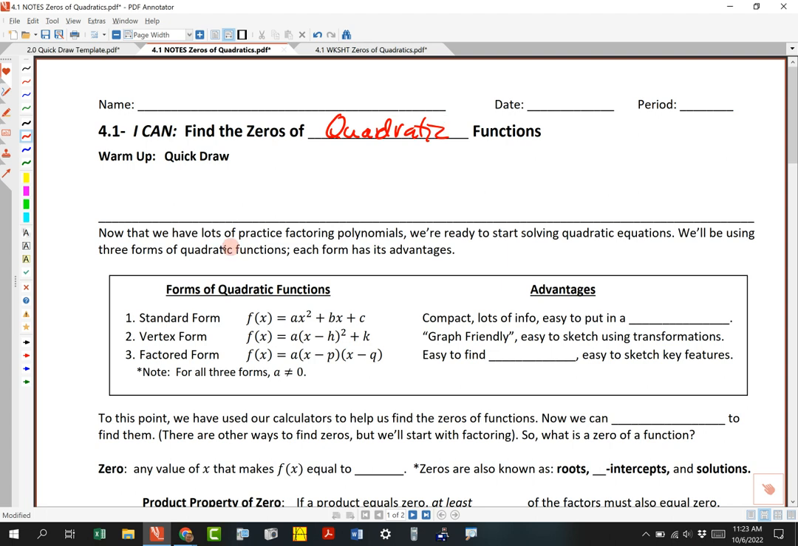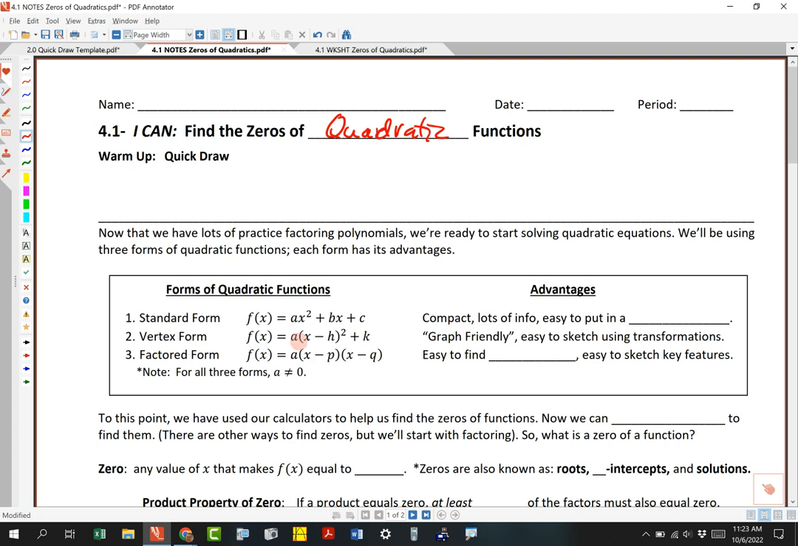So here's the deal. We've had lots of practice factoring polynomials already. The average on the test, I think, was 95 or 96 or something like that. So that was pretty darn good. We're now ready to put those skills to use by solving quadratic equations. So we're going to be using 3 different forms of quadratic equations. Again, the highest exponent is a square. Quad means 4. A 4-sided figure, square, all that sort of stuff.